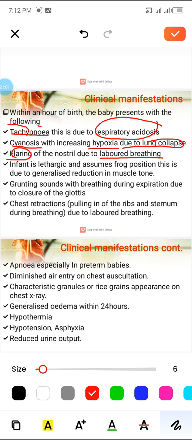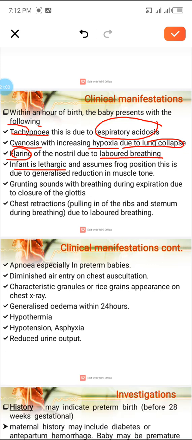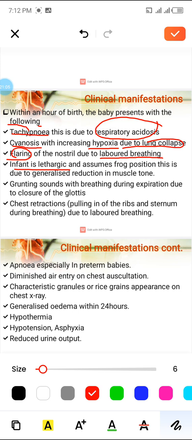Then an infant will be lethargic. Another question that they ask you will say, in which condition do you expect a child to assume a froggy position? So this is RDS. In RDS, a child will assume a froggy position because of generalized reduction in muscle tone. That's why the child will assume a frog position, and it will become lethargic.